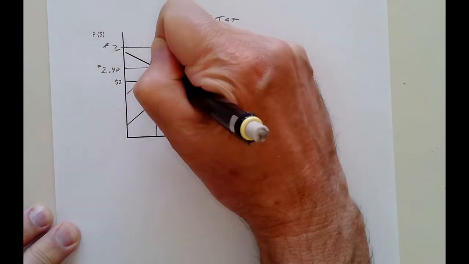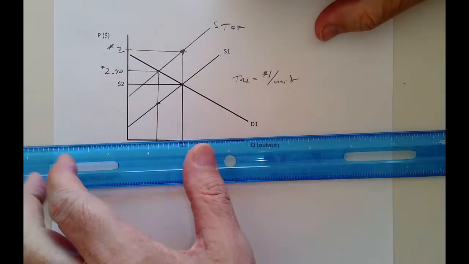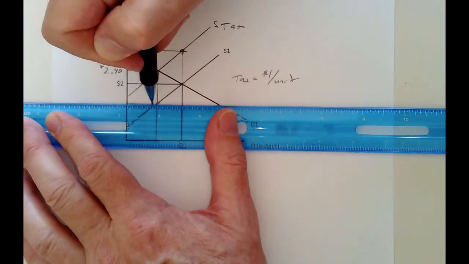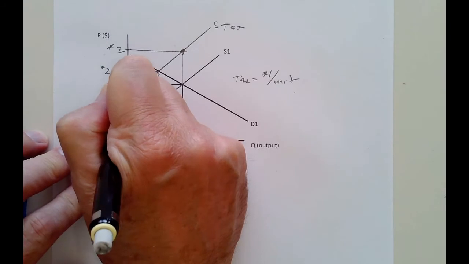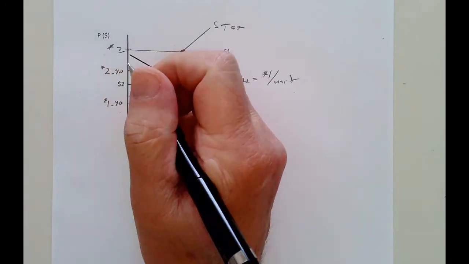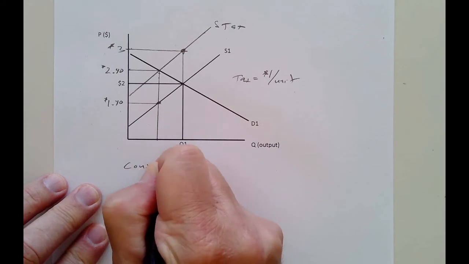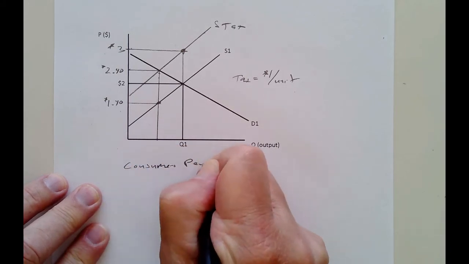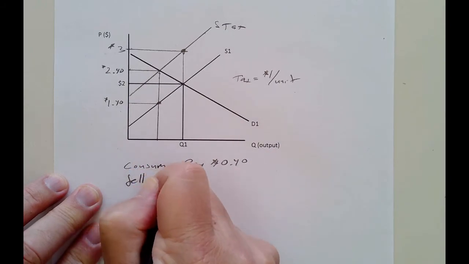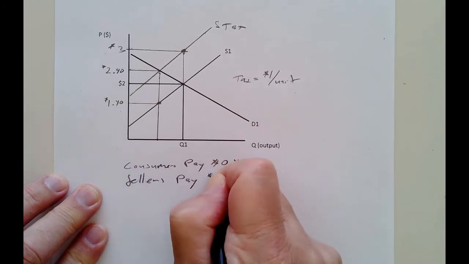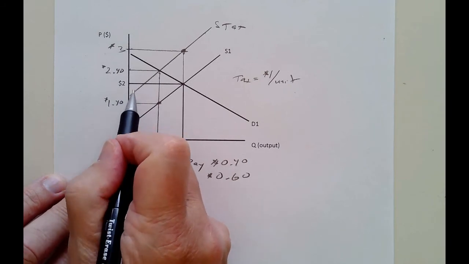Which means that the sellers are keeping $1.40 after they give the dollar to the government per unit. And so the tax incidence, again, is that the consumers will pay 40 cents of the tax, and the sellers will pay the other amount, which is 60 cents. Why? Because $2 down to $1.40 would be the 60 cents that the sellers give to the government.